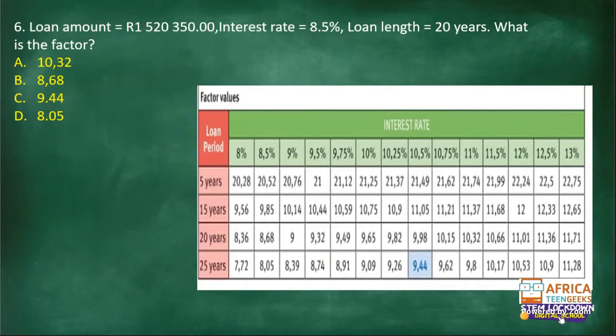And of course, as we carry on, you'll be able to see the difference between the simple interest rate as well as the compound interest rate value. So in this case, you can see that we have to choose the correct value there. And of course, the correct value will be 8,68, which is now the factor value there in the table as far as the 20-year period is concerned.